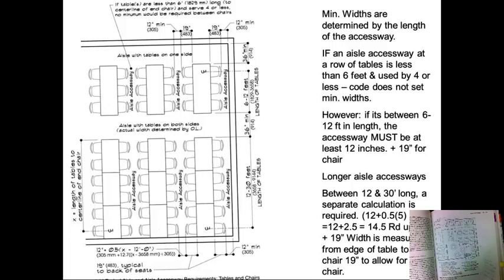Calculations require 12.5, which is the ½ inch, remember we talked about, going up. So calculations require 12 plus a ½ inch, okay, depending on the length that we're talking about in through here. Then a width is measured from edge of table to chair, 19 inches to allow chair. So what we do is we measure from the center of the last chair into the length. So if it is 12 feet plus 2½ inches, so a ½ inch for everything over. Okay?